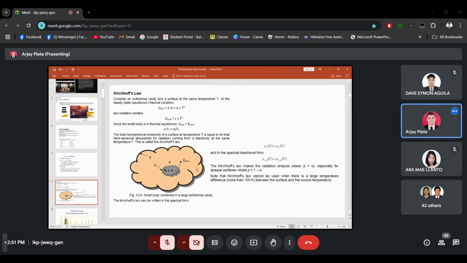As you can see here, in Kirchhoff's law, the G value is equivalent to the E value for a black body. So this is a small body contained in a large isothermal cavity. Kirchhoff's law can be written in a special form: emissivity with respect to temperature is equal to absorptivity with respect to temperature. So that's Kirchhoff's law. The total emissivity of a surface at temperature T is equal to its total hemispherical absorptivity for radiation coming from a black body.